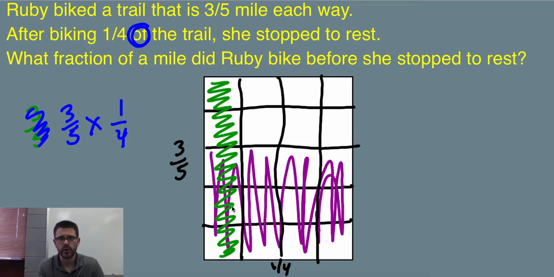Well, there are 3 squares total that got colored in twice. Altogether, there are 20 squares. So she biked a total of 3/20 of a mile. Makes sense? 3/20, not very much, because she only did 1/4 of the trail.